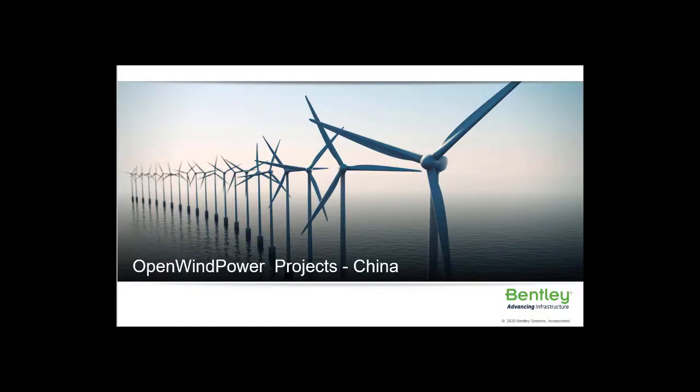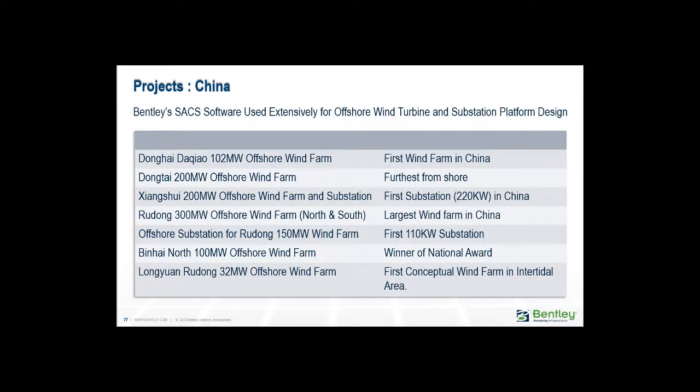Next, projects in China. I would say OpenWindPower has been used to design, I'd say, 90% of all offshore wind farms in China. The first wind farm in China, the one furthest from the shore, the first substation, the largest wind farm in China, the first 110 megawatt substation, one that won the national award there, and the first conceptual wind farm in intertidal areas also.